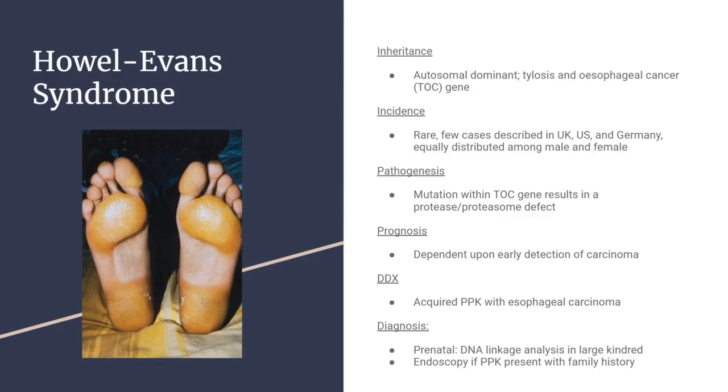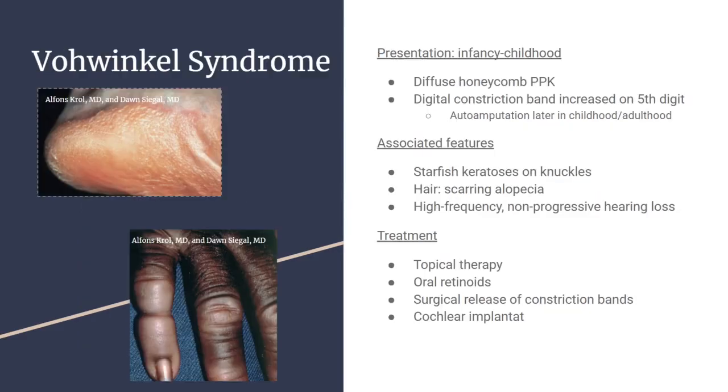Inheritance here is an autosomal dominant mutation in the TOC gene. Incidence here is rare. Mutations in the TOC gene ultimately affect proteasome function. The key here is just making sure that you're able to link this with esophageal carcinoma. That is the key. Moving on, we got von Winkel syndrome.